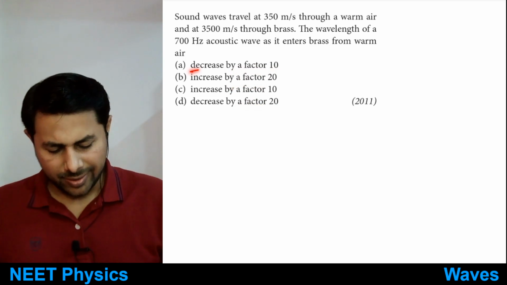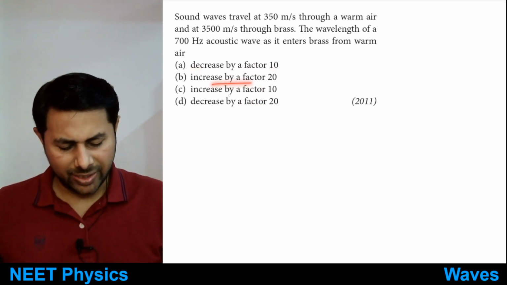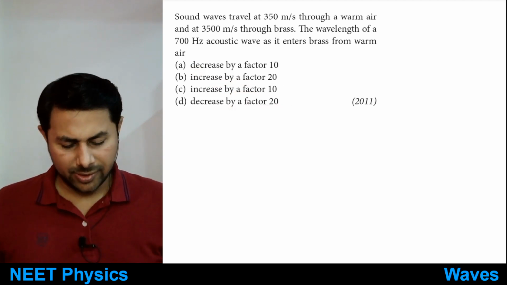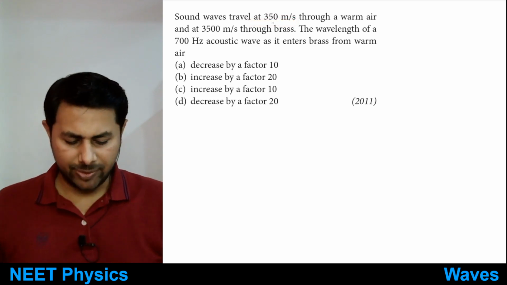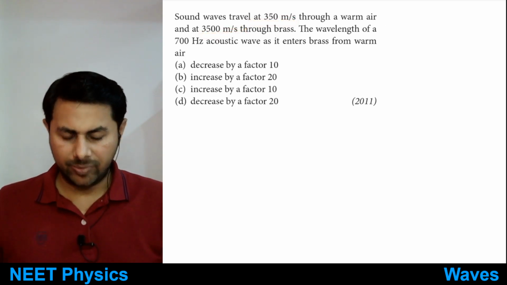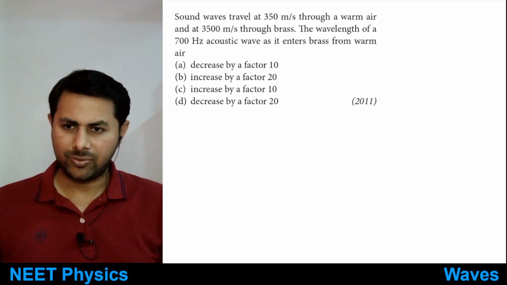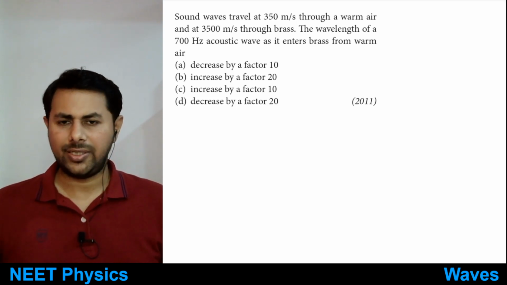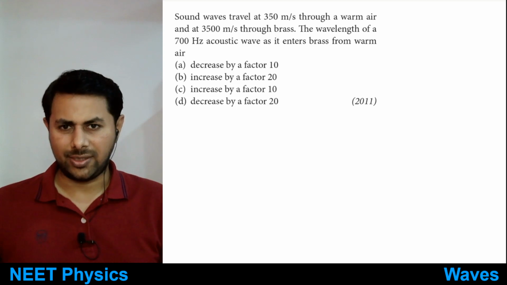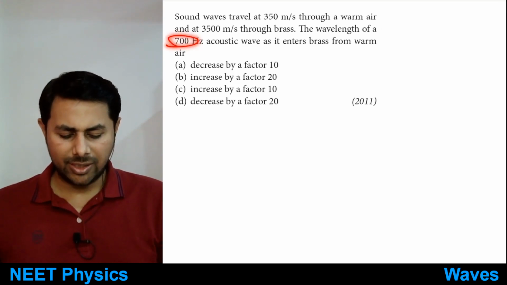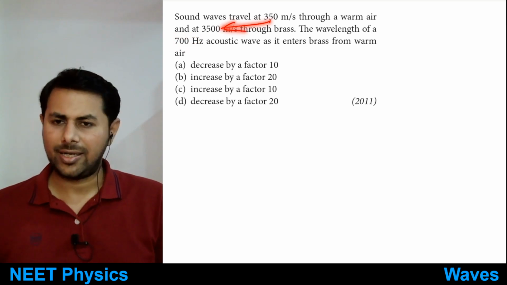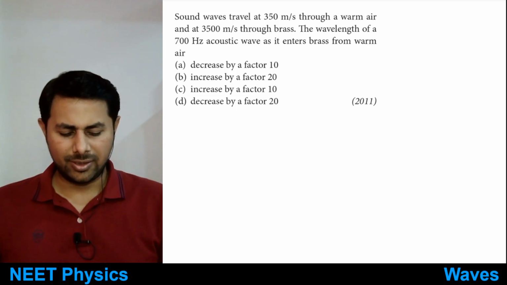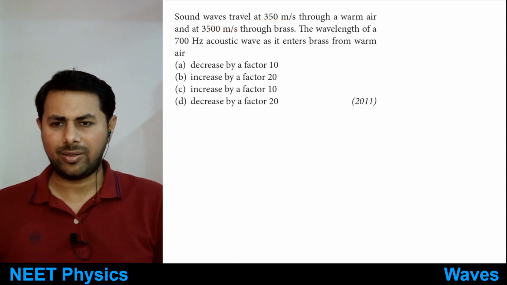Okay, what's given? Decreases by a factor of 10, increases by a factor of 20, increases by a factor of 10, decreases by a factor of 20. So the answer is, see, speed in air is 350 meters per second, speed in brass is 3500 meters per second. Frequency does not change. We know that when a sound wave or any wave travels from one medium to another, wavelength changes, frequency does not change. Okay, frequency remains constant. So if frequency remains constant and speed increases by a factor of 10, the wavelength increases by a factor of 10. That's it, right? Speed becomes 10 times, means wavelength becomes 10 times.